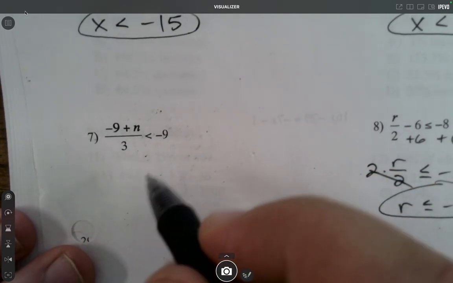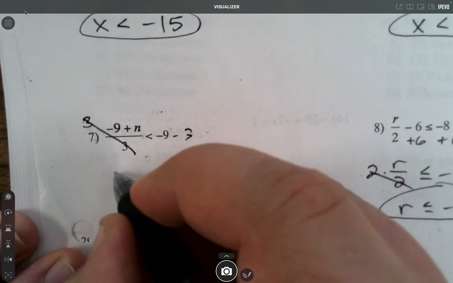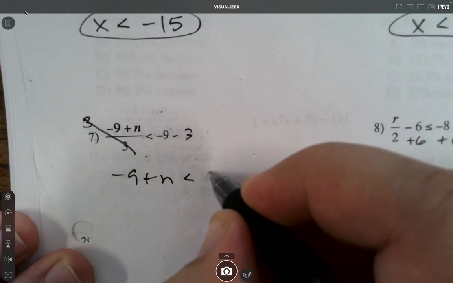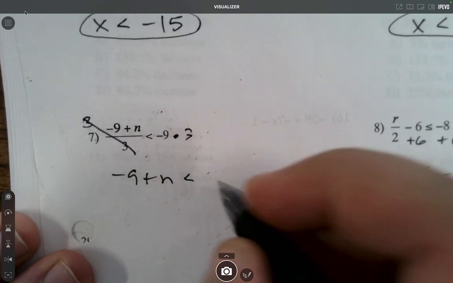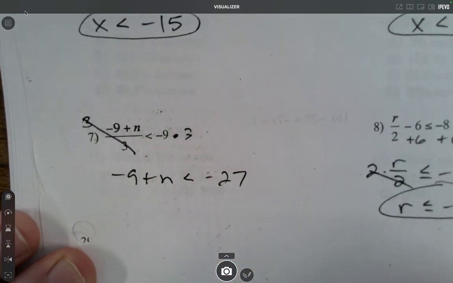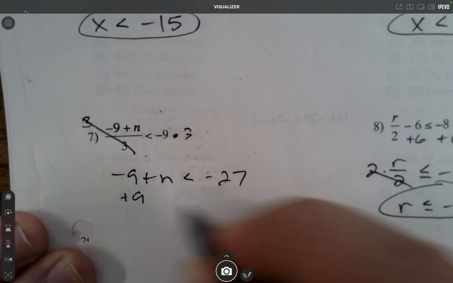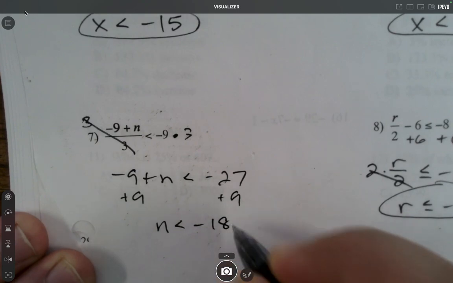So the first step here would be to multiply both sides by 3. That'd be, sorry, that's a times, not negative. -9 times 3 is -27. And then we have a -9, so we need to add 9 to both sides. Get n is less than -18.